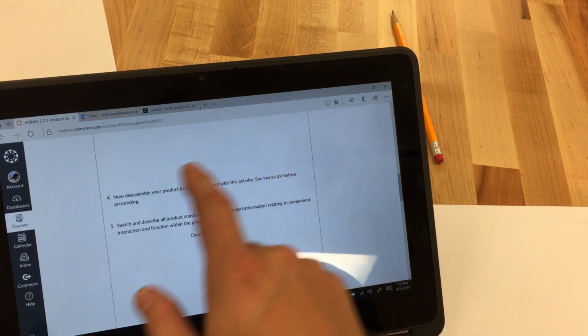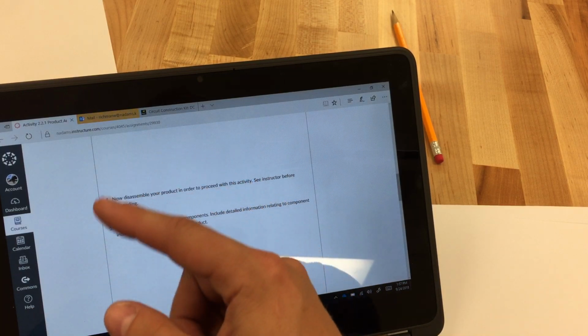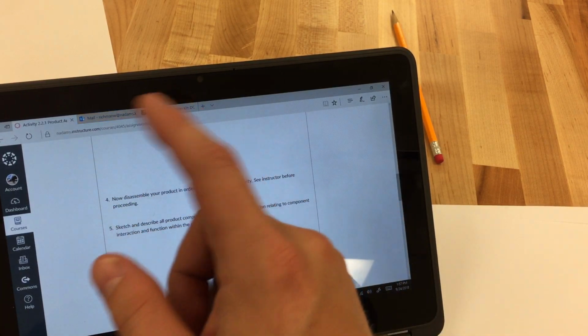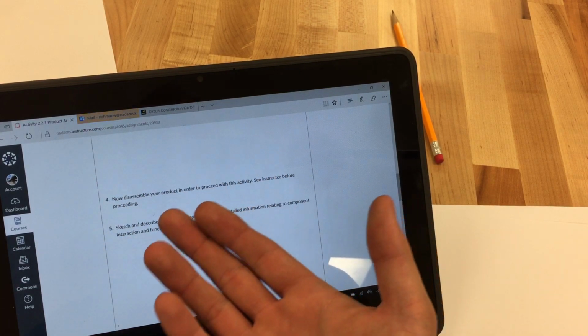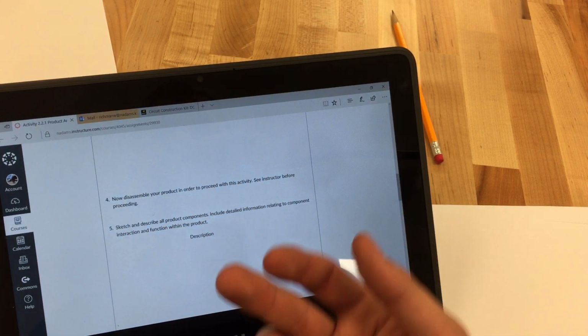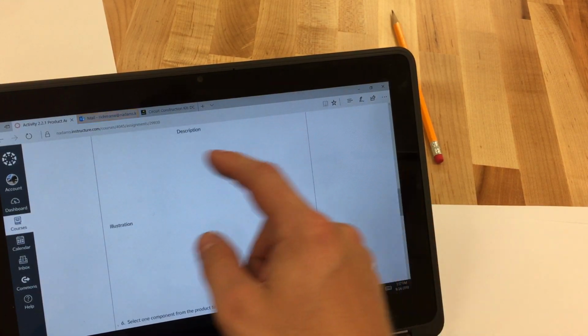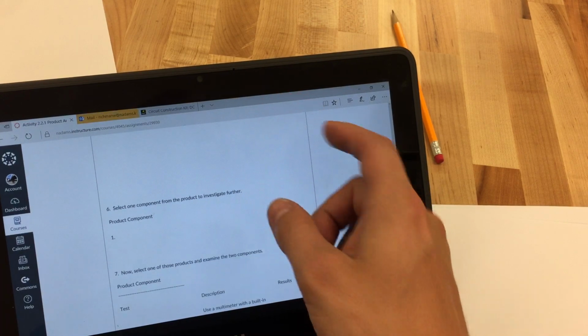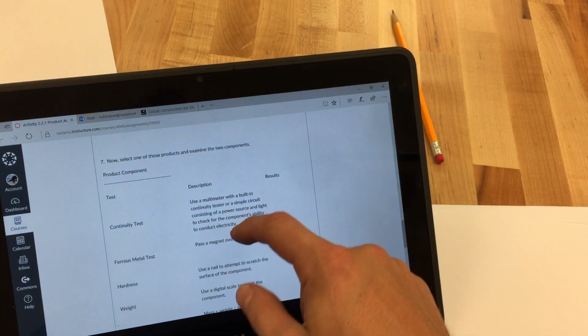All right. When we say disassemble, I don't mean like destroy with a hammer. Meticulously take it apart. It doesn't have to be perfect, like you're going to put it back together, if you're going to throw it away, but make sure that you're taking it apart safely. We're not going to just throw things around. Sketch and describe all the product components. Here you go, illustration.